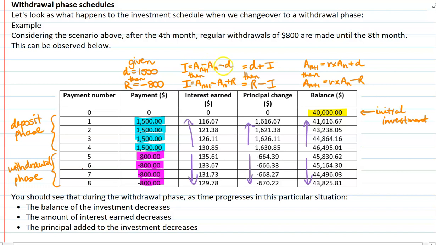And in the deposit phase, you're minusing the deposit. In the withdrawal phase, you're adding on the amount you're withdrawing. For the principal change, for the deposit phase, you're adding the deposit to the amount of interest earned. In withdrawal phase, you're subtracting the interest earned from the amount you're withdrawing.